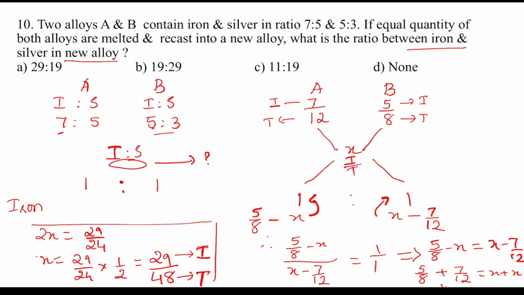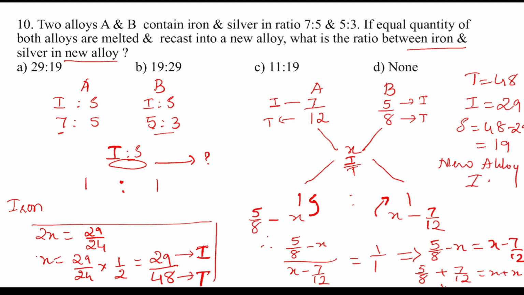But we want iron is to silver. So if from total 48, iron is how much in that? 29 parts. So silver will be how much? It will be 48 minus 29, which is equal to 19. So therefore the new alloy will have iron is to silver in the ratio 29 is to 19. Okay, 29 is to 19. So option A is the answer. So next problem.